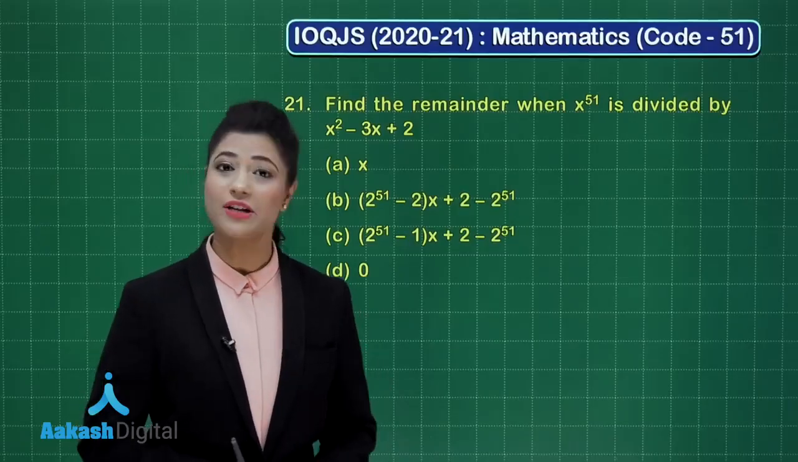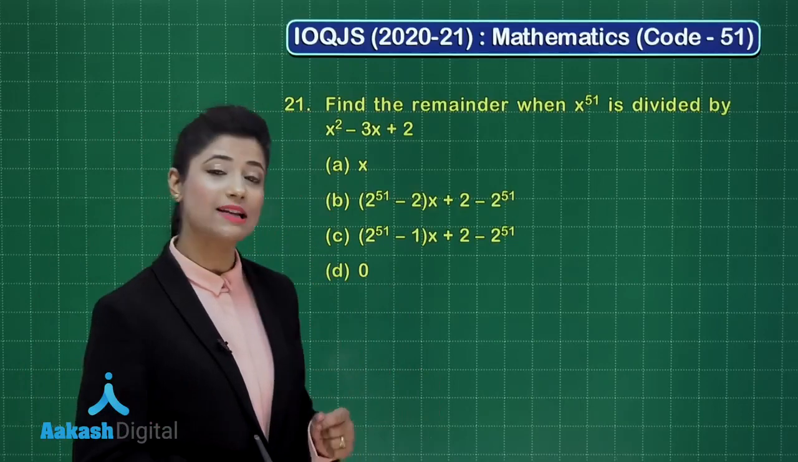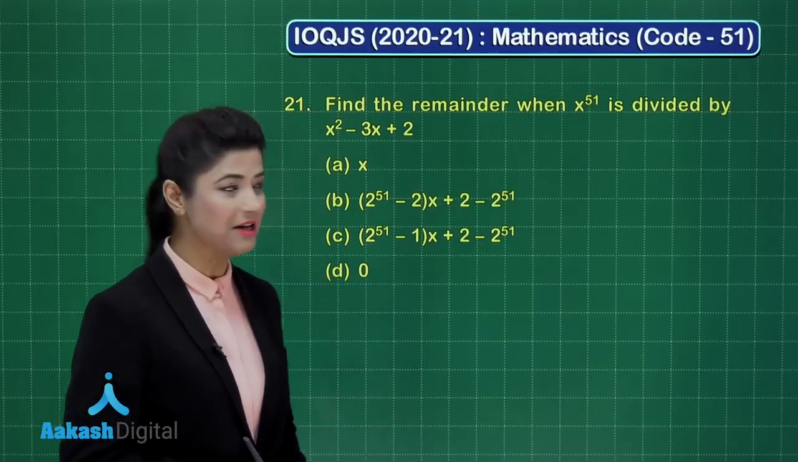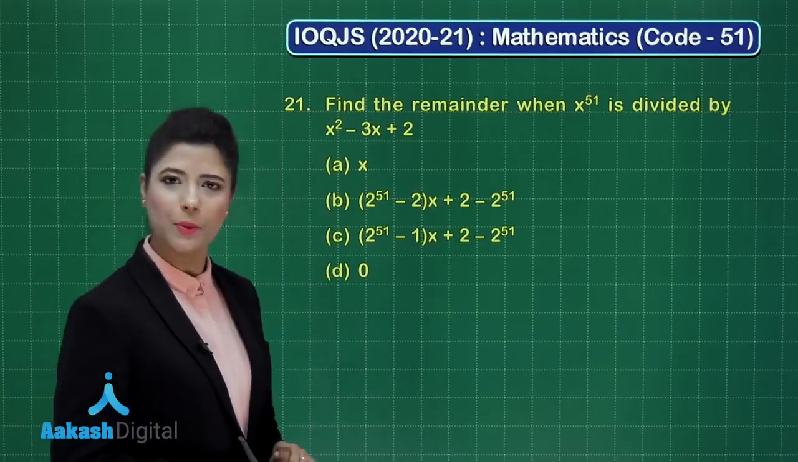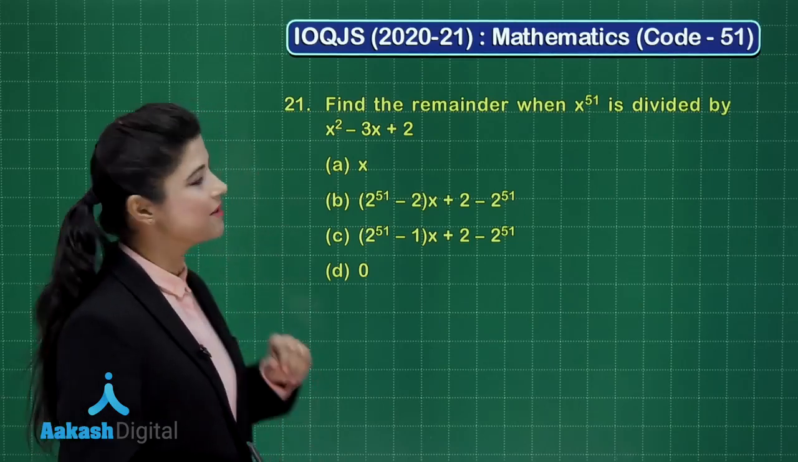Now let's take up question number 21. This question states: find the remainder when x raised to the power 51 is divided by this polynomial x square minus 3x plus 2, where we have these four options for the remainder.